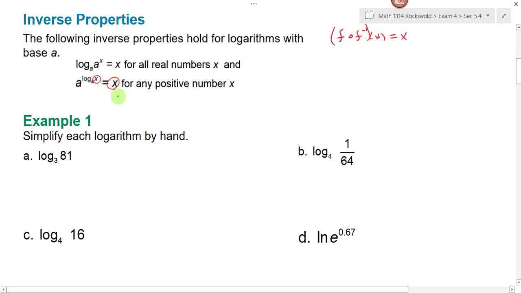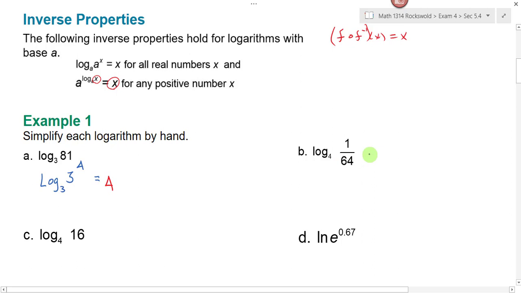In example 1, we're asked to simplify each log by hand. In order to help us do that, I'm going to rewrite the arguments of these logs. I could rewrite log base 3 of 81 as log base 3 of 3 to the 4th power because 3 to the 4th is 81. Notice now the base of the log and the base of the exponent are the same, so that means that these will cancel each other out and this will be equal to 4.